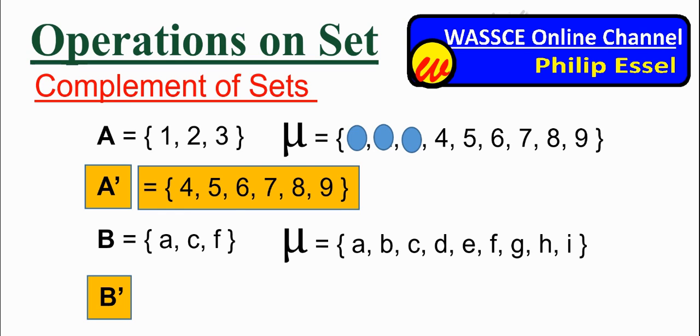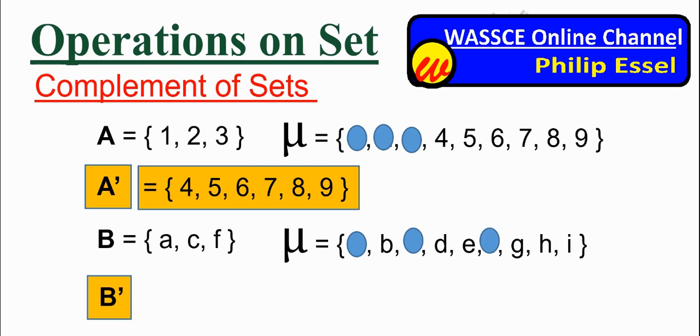So let's quickly do this. The first member in set B is A. So let's strike A out from the universal set. The second member in set B is C. So let's strike C out from the universal set. The third element in set B is F. So let's strike F out from the universal set.